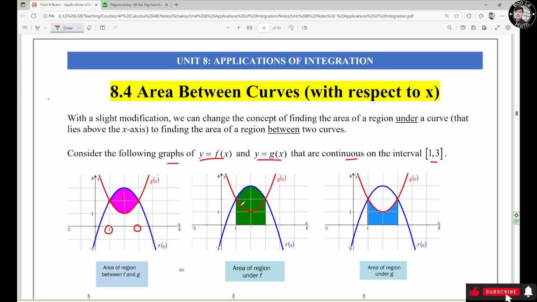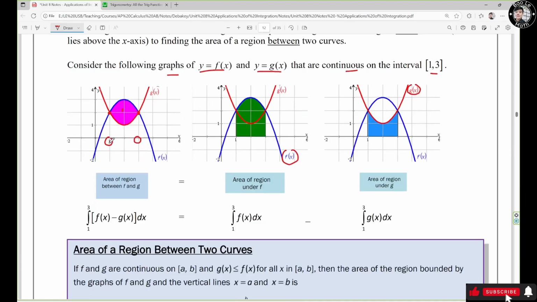Does that mean you're going to take the area of the region under f of x, which is the green one right here, subtract the area of the region under the function g of x, which is the blue one right here, to get the pink one? So does that mean the integral from 1 to 3 of f of x minus g of x equals the integral from 1 to 3 of f of x dx minus the integral from 1 to 3 of g of x dx?